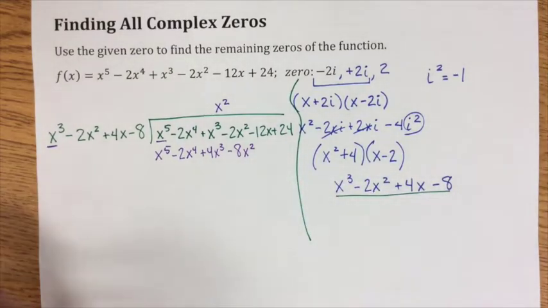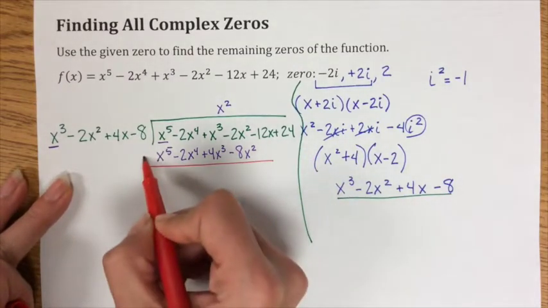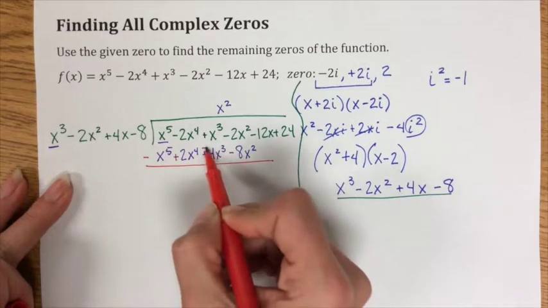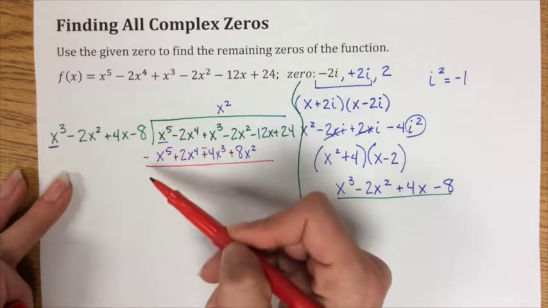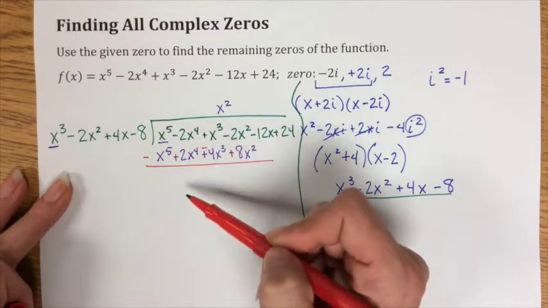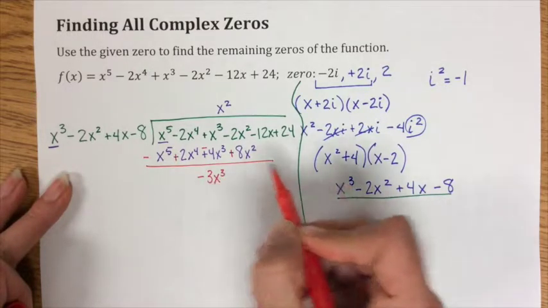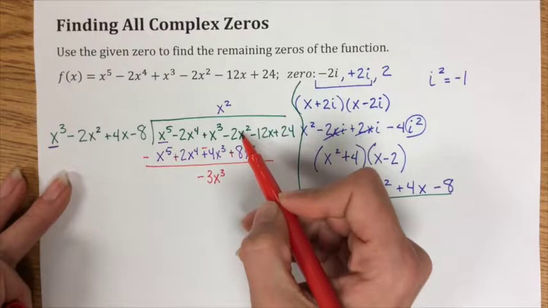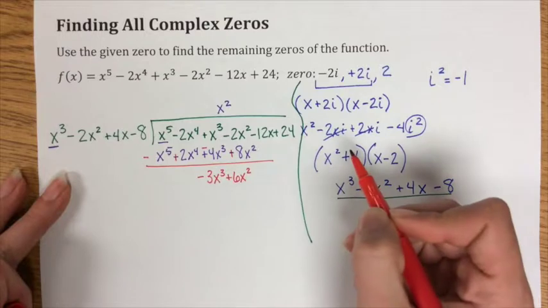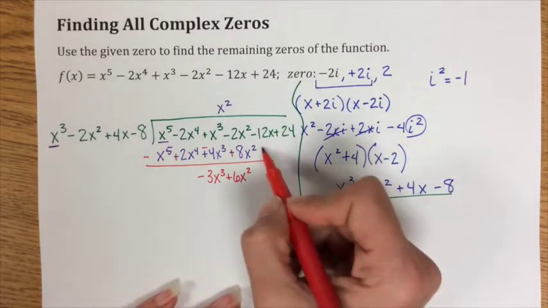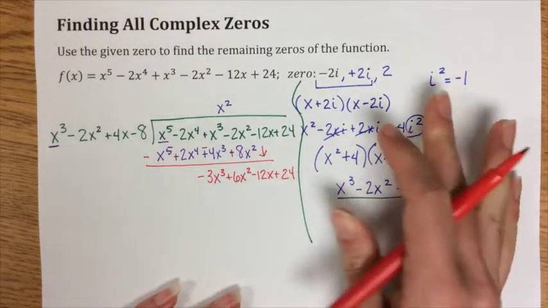Now once I multiply that through, I draw the line and change my signs. So all of my signs will change, and that way I can just add down. My first term cancels out, and look, my second term cancels out. Third term, I end up with negative 3x cubed. Negative 2x squared plus 8x squared is plus 6x squared. And I'm going to bring everything else down. So minus 12x plus 24.